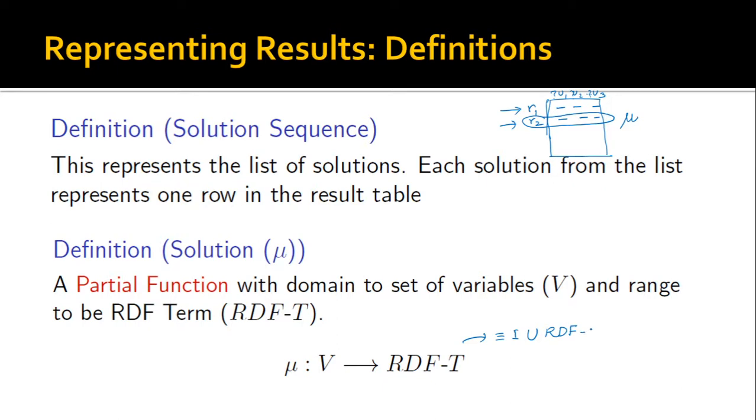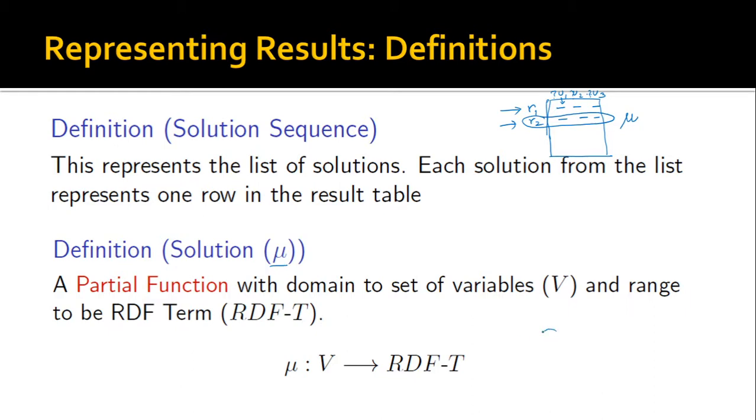So you can have, say, an RDF blank node, and you can have some other thing, right? So basically whatever terms you can say, they are part of this RDF term, right? So basically, what exactly you are doing here is instantiating every variable to its corresponding value, right? And that kind of mapping is being done by this solution function mu.